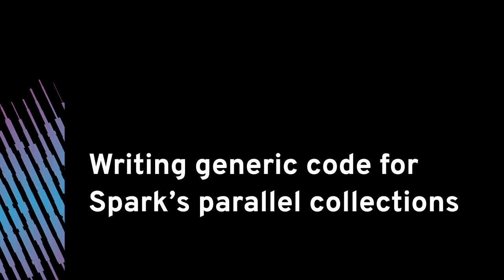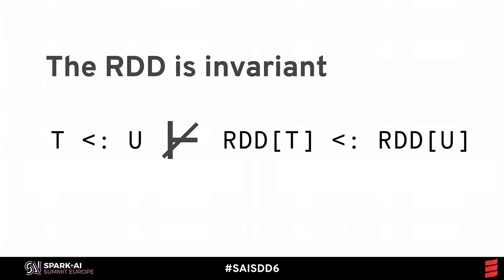So now I want to talk about how we actually write generic code to work with Spark's parallel collections. And a really important aspect of developing libraries is making sure that your code is sufficiently generic, right? You want to make sure that it works on the widest range of data structures possible and in the widest range of situations. So the first of Spark's partitioned collections is the resilient distributed dataset.